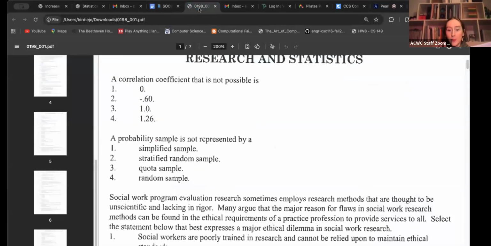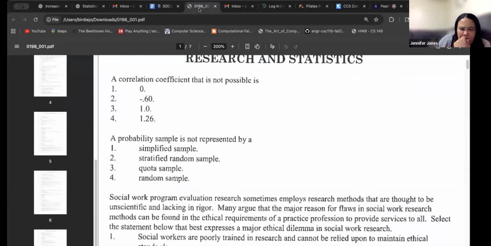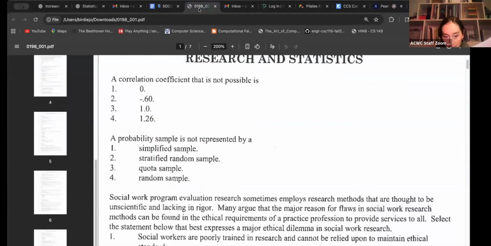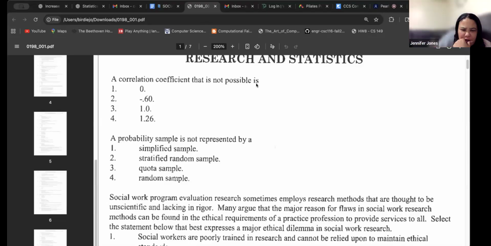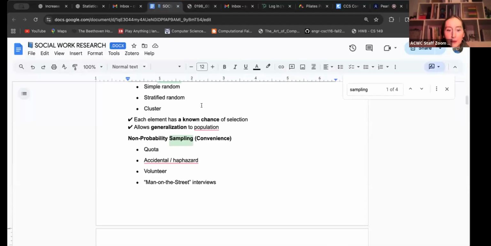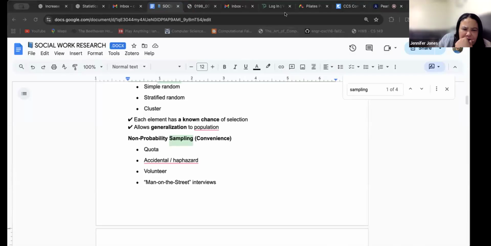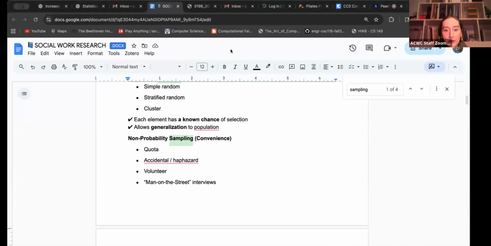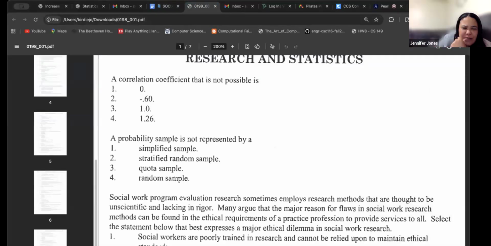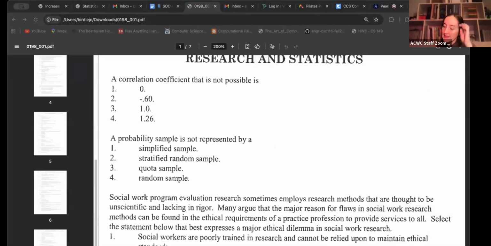Let's go back and read it again. A probability sample is not represented. That would mean one is not probability. So maybe, and this is a not question, we should have three that are a probability sample. Which of these three would be a probability sample? Simple, exactly. Simple random. I agree with you. I'm not sure why. I'm sorry. I'm looking here at the answer. Right here, I printed off the answers, and it says that the answer is 1. But a probability sample.